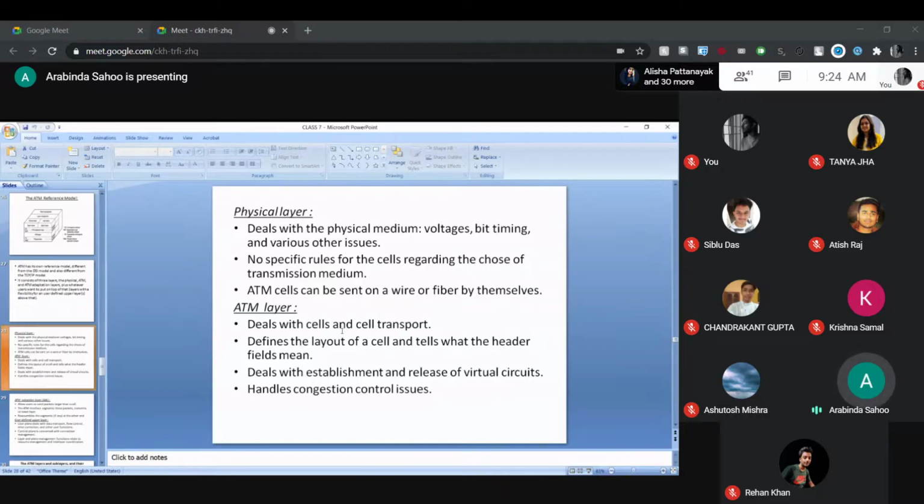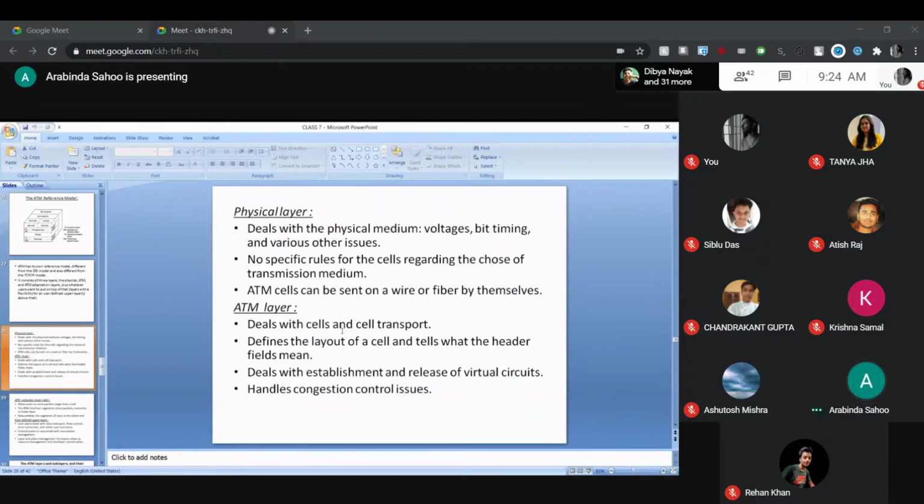Cells means how the cell will be developed from a particular flow of data. It deals with cells and cell transport, how the cells will be transmitted from one host to another host. That is the role of your ATM layer. So write down: deals with cells and cell transport. That is the function of your ATM layer.